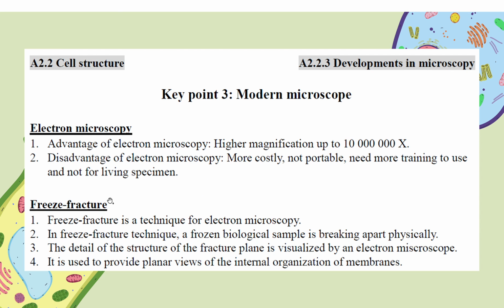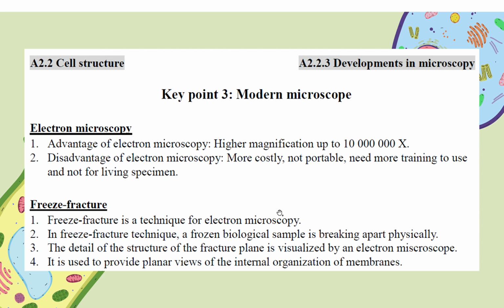And we have a technique called freeze fracture. We want to look at the three-dimensional structure of a sample, but actually we just have a surface, right? So we freeze the sample, we break it into different planes, and then we observe the different planes of the sample. Then we join all the plane images together, and we can find out the three-dimensional structure of the sample.